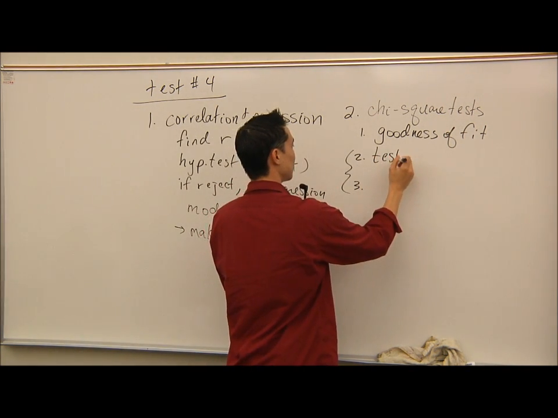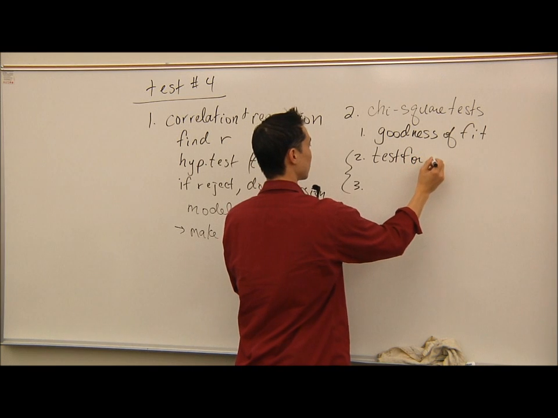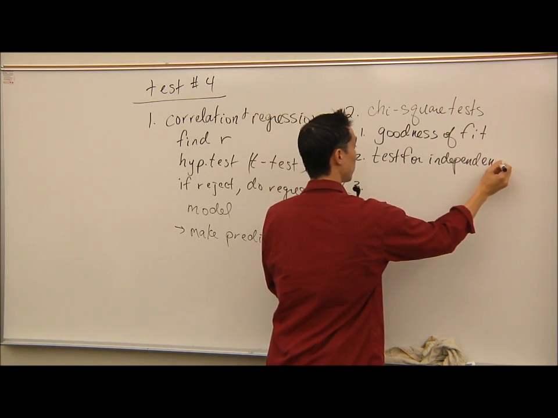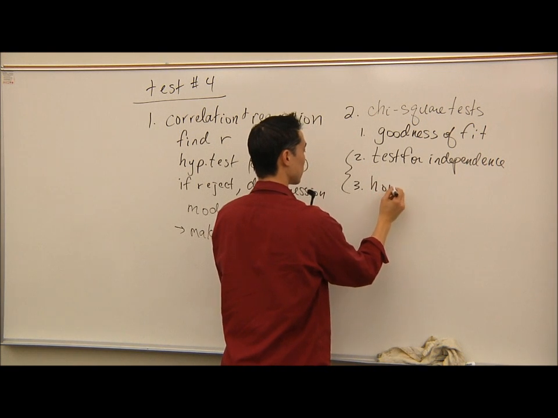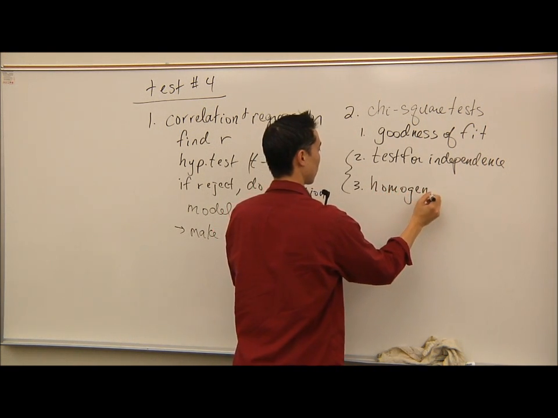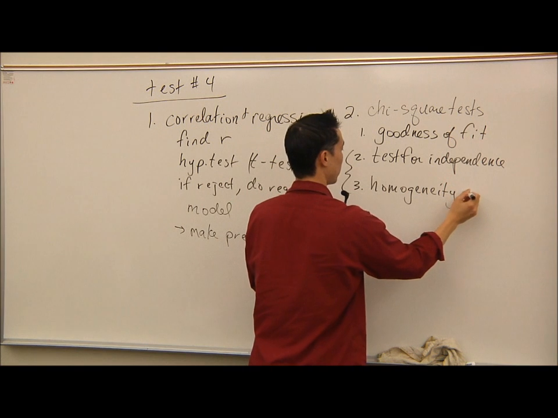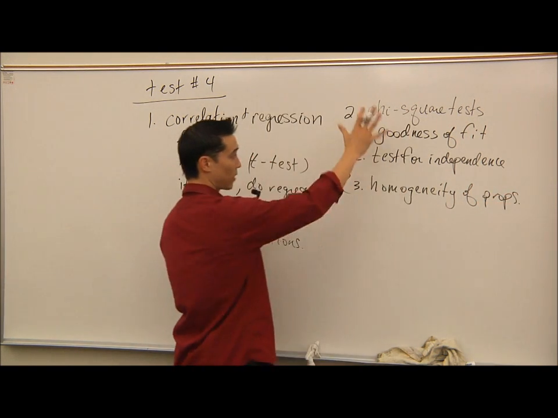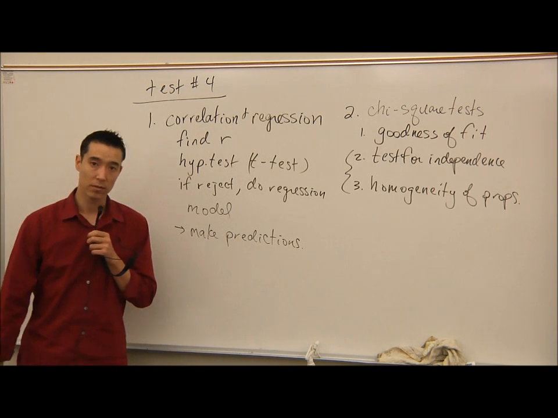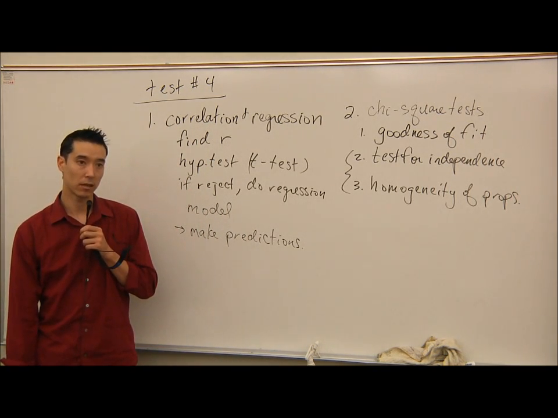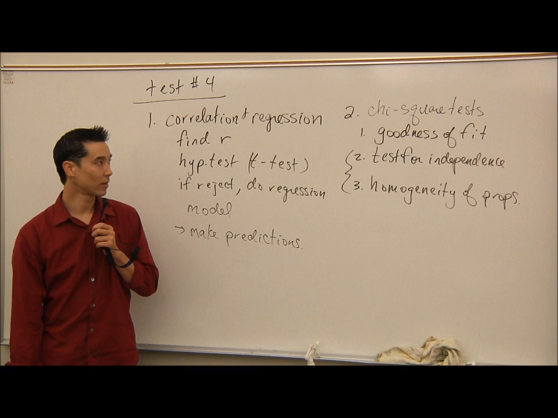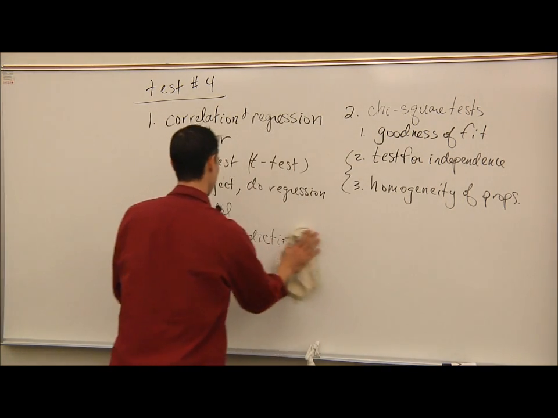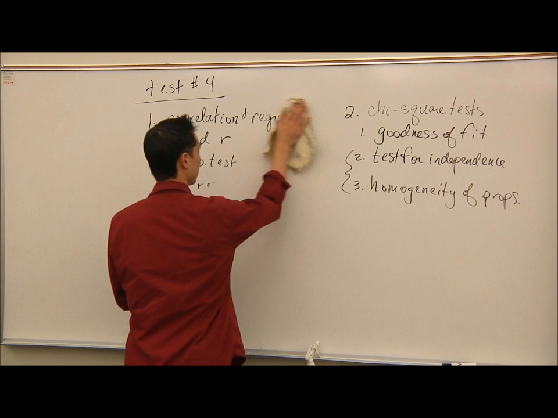All right. Independence. Tests for independence is the first one. And the other one was homogeneity of proportions. Okay? So, definitely going to have at least one of those on there. Okay, so make sure you can do that. All right, then what's the next major section for this test?